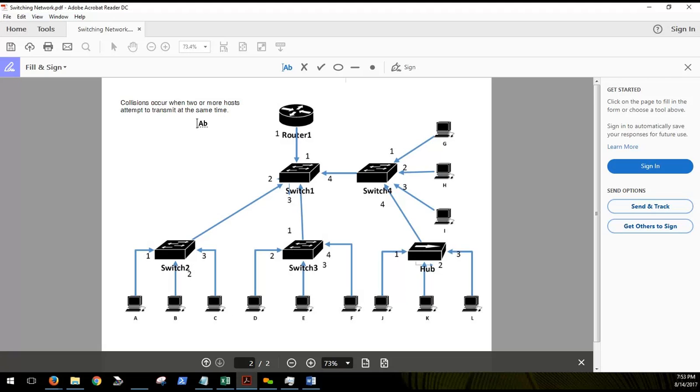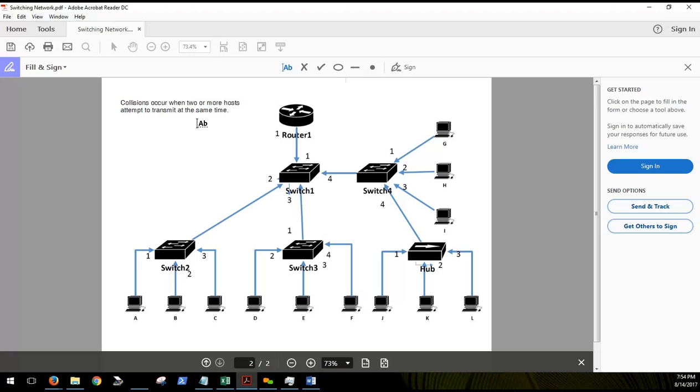So if two devices can collide with one another, which is not a good thing, we have to have a way of giving access to people so that we take turns, because only one device is allowed to communicate at a time.